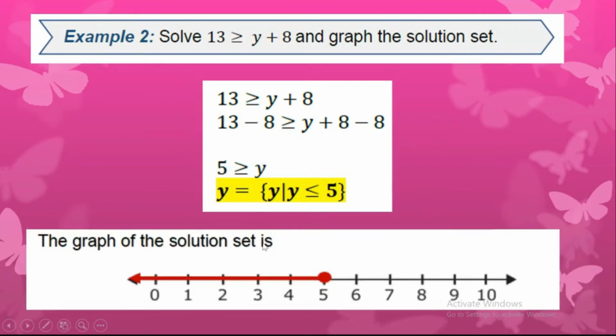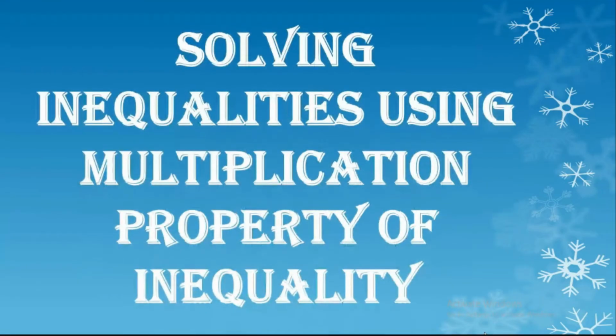So for the graph of the solution set, we have a closed circle on 5 and all numbers to the left of it. So y can be 2, it can be 0, or it can be a negative number. Next, we have solving inequalities using the multiplication property of inequality.